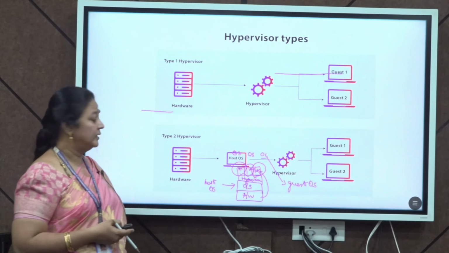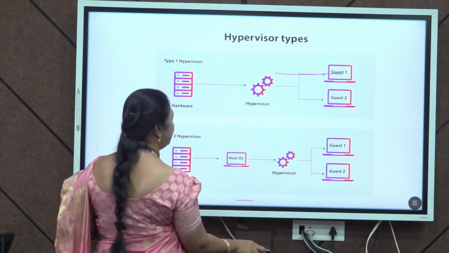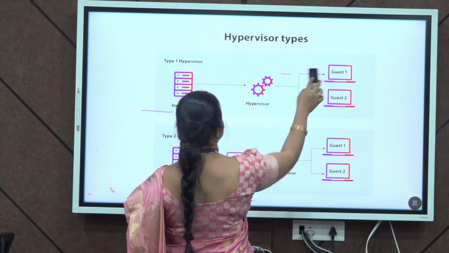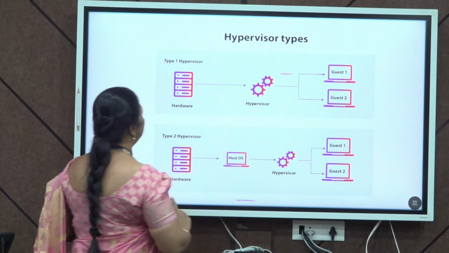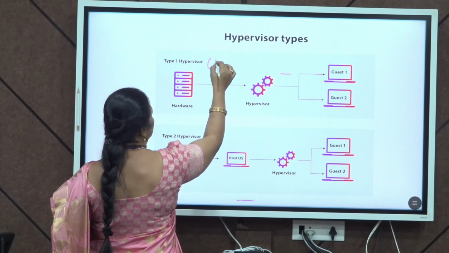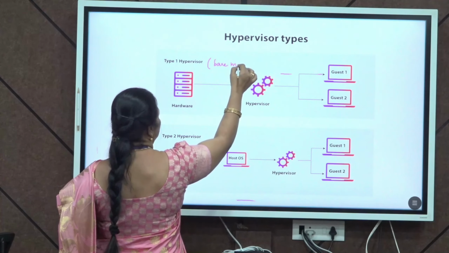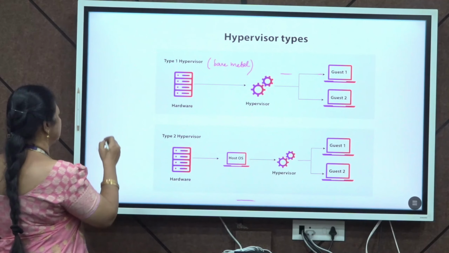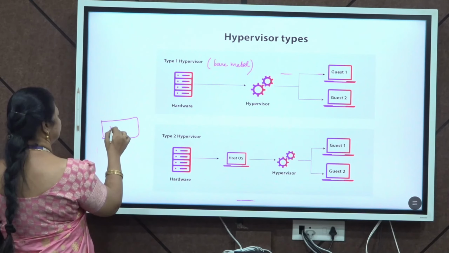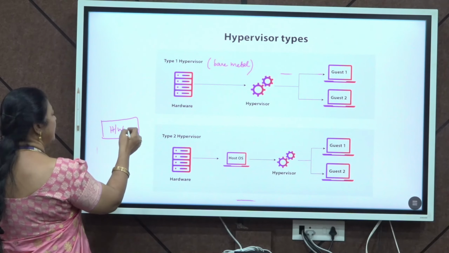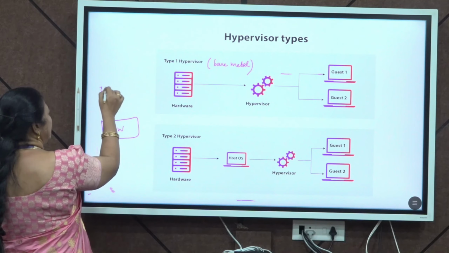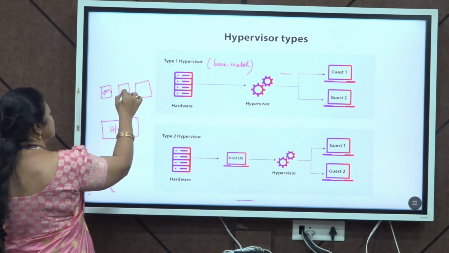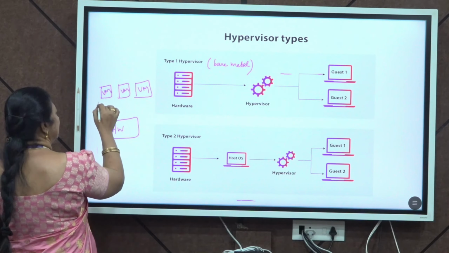Let us see the types of hypervisors. Hypervisor is of two types. The first type is called type 1 hypervisor, or we also call this type 1 hypervisor a bare metal hypervisor, right? What is a bare metal hypervisor? We have hardware, and if we want this hardware to be utilized by more number of virtual machines, then of course we need a hypervisor here.